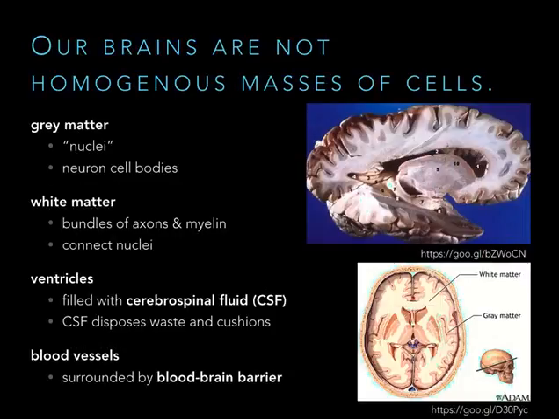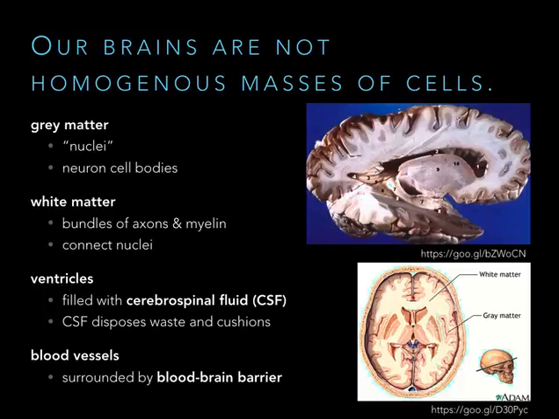Now, the brain is not some homogeneous mass of cells. There are different parts to it. There will be areas where we have a whole lot of cell bodies collected, and that would be the gray matter. When you hear gray matter, what you should be thinking is that there's a lot of neurons there. There's their cell bodies, their dendrites, they're forming synapses there.